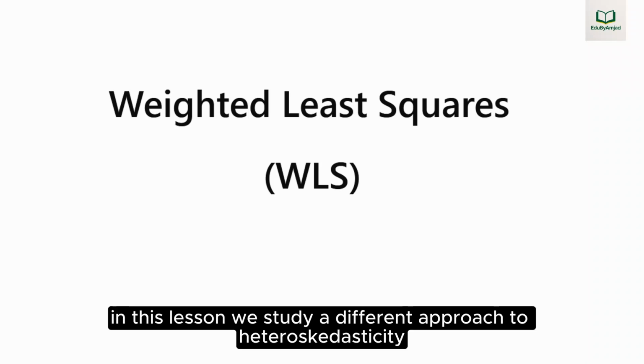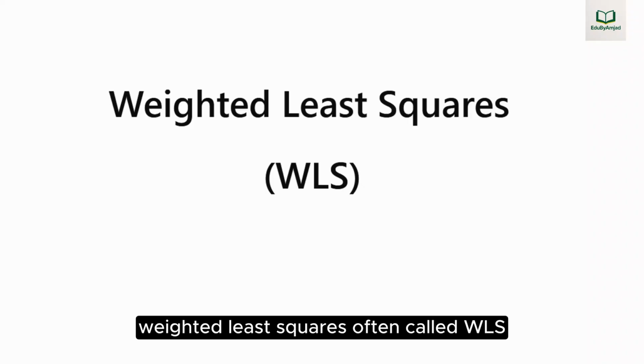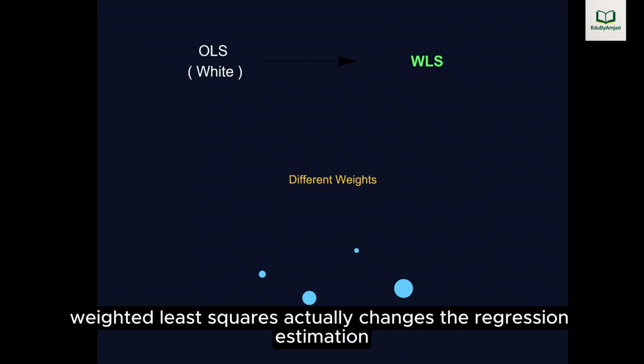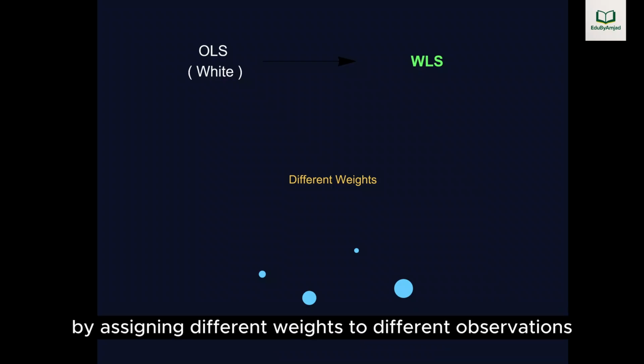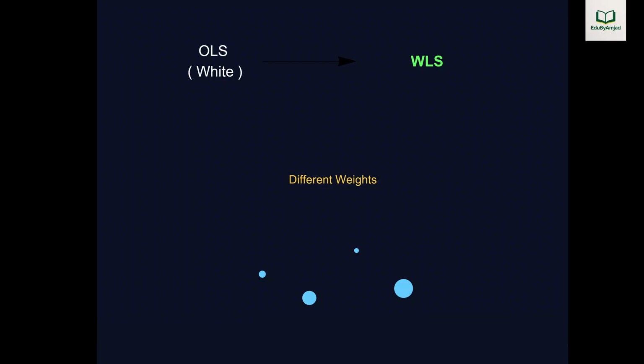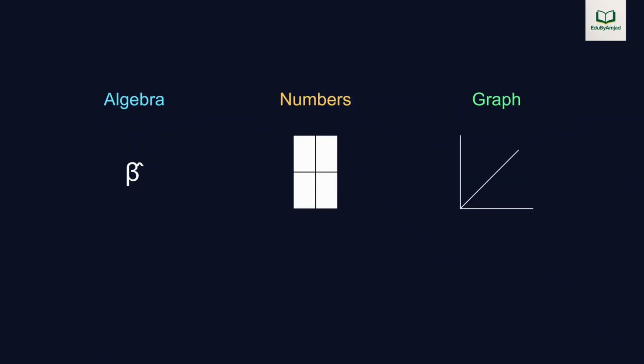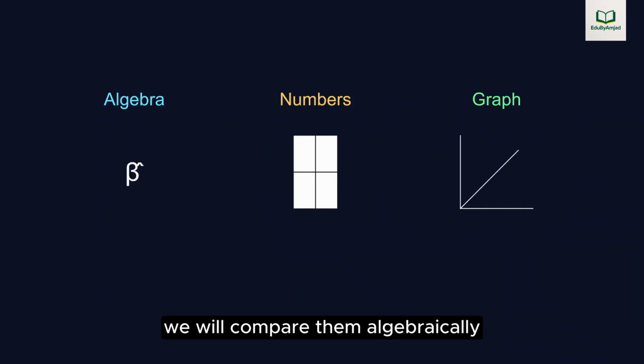In this lesson, we study a different approach to heteroskedasticity, weighted least squares, often called WLS. Unlike White's estimator, weighted least squares actually changes the regression estimation by assigning different weights to different observations. We will compare three methods: ordinary least squares, White robust standard errors, and weighted least squares. We will compare them algebraically, numerically, and graphically.